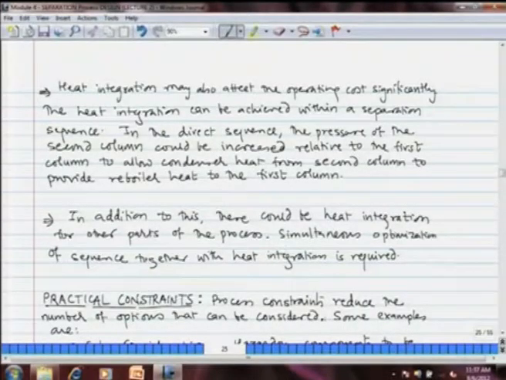These sequences can also be coupled with other streams in the process. So, when we select the best possible sequence, we have to take this important aspect into consideration. If you consider a 6 component mixture, then there are 46 sequences, and so on and so forth. It is very difficult that you will end up with a single best sequence. You will always end up with a certain set of sequences which have more or less similar benefits, or similar operating and capital cost. So, this point you need to note.